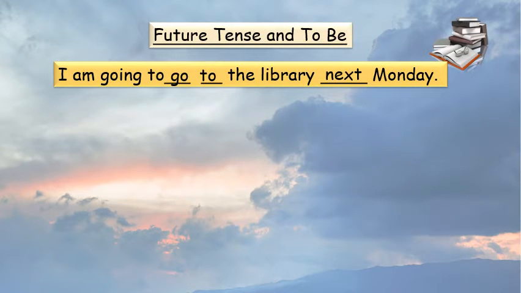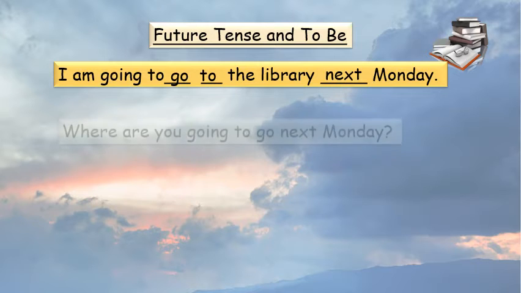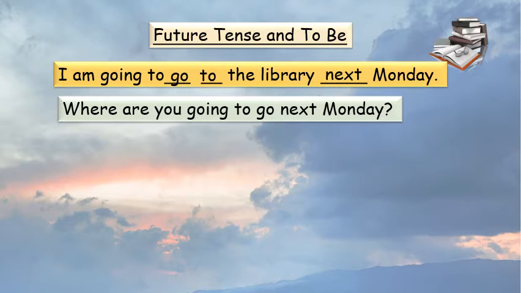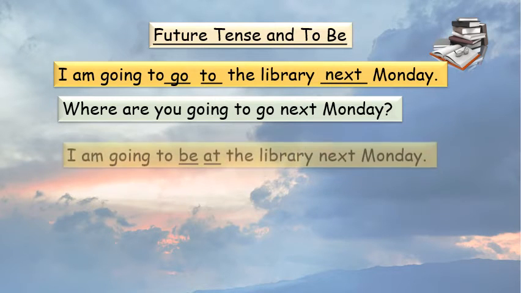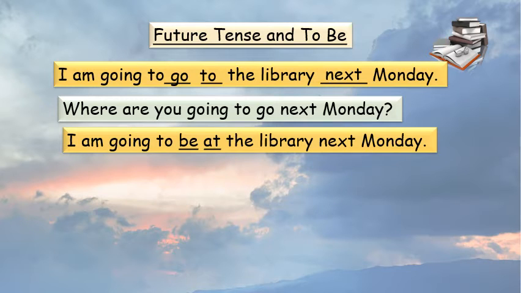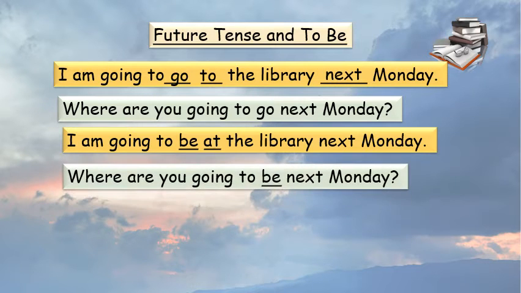Now, future tense and to be. I am going to go to the library next Monday. Where are you going to go next Monday? To the library. I am going to be at the library next Monday. So the question, where are you going to be next Monday? And the answer, at the library.